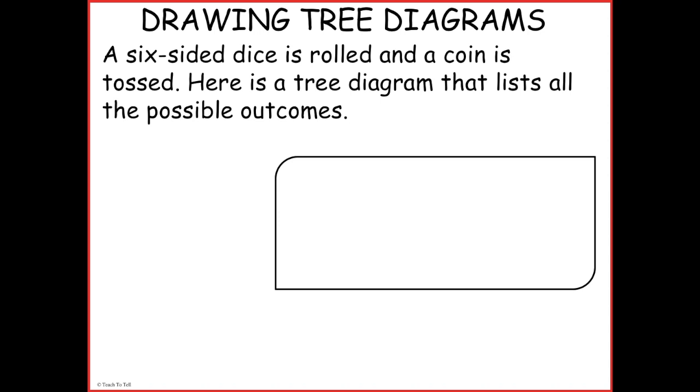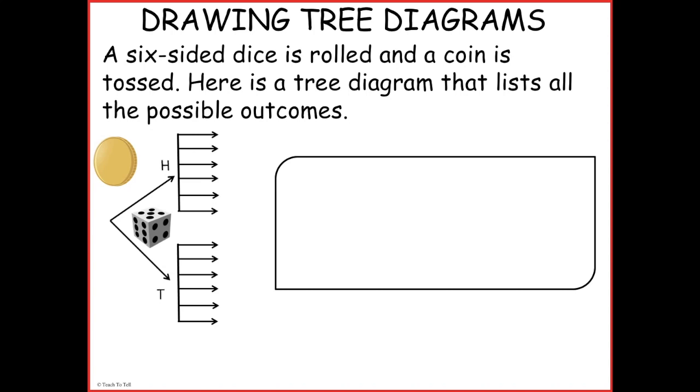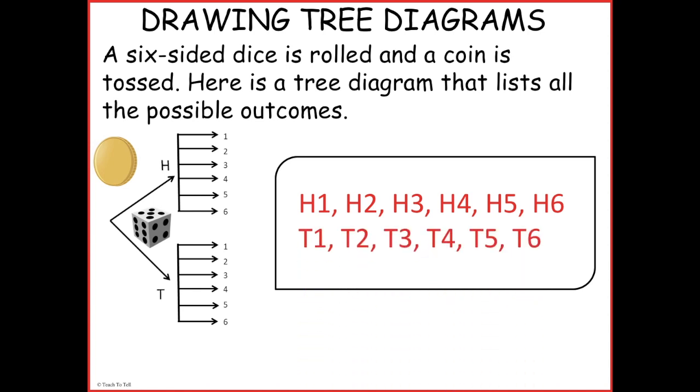So now we're going to look at a six-sided dice being rolled and a coin being tossed. Here's a tree diagram that lists all the possible outcomes. My coin could have heads or tails. If I toss my coin and get heads, I can get 1, 2, 3, 4, 5, or 6. Again, if I toss my coin and this time I get tails, and then I roll my dice, I could get tails and 1, 2, 3, 4, 5, and 6.